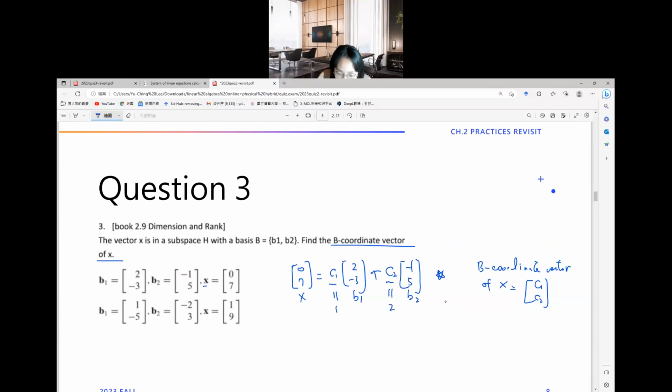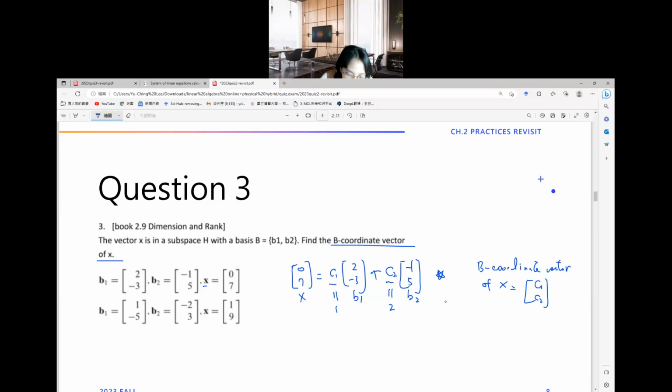And we can do the justification. 2 plus 1 times 2 plus 2 times -1 equals 0. And then 1 times -3 plus 2 times 5 equals 7. So that's a correct answer.